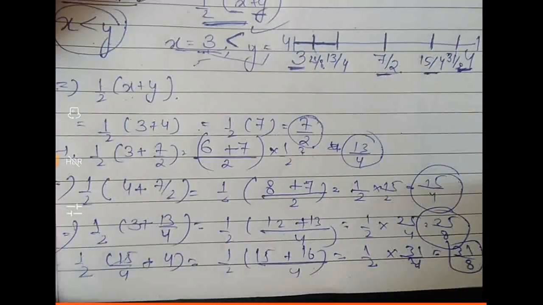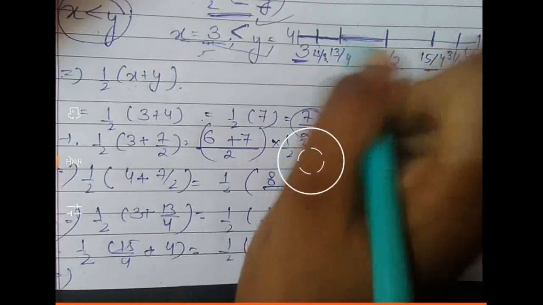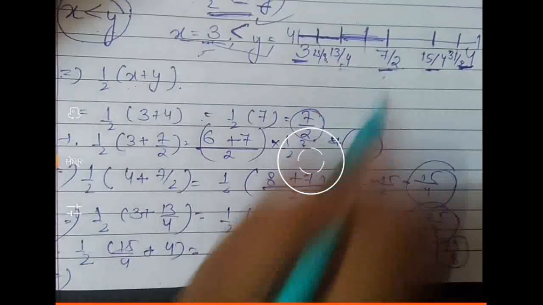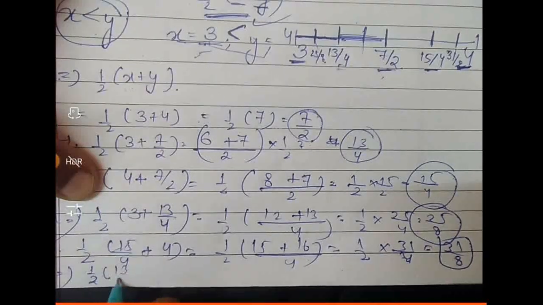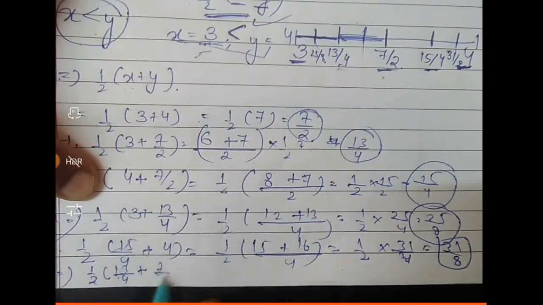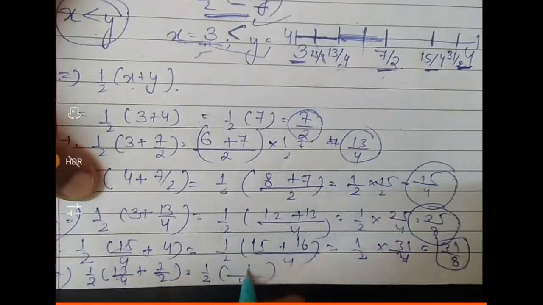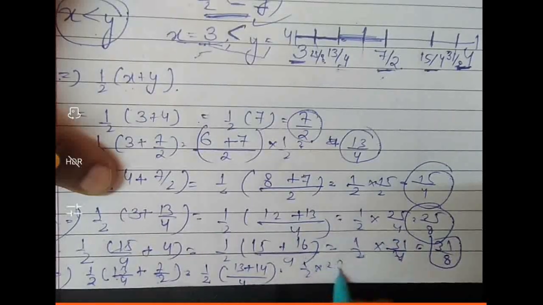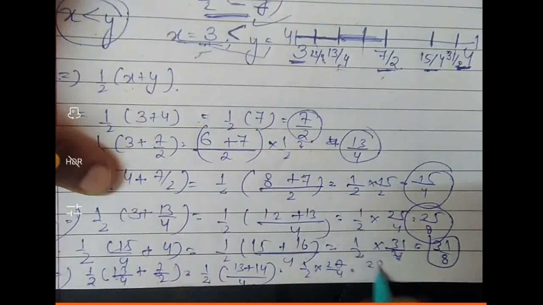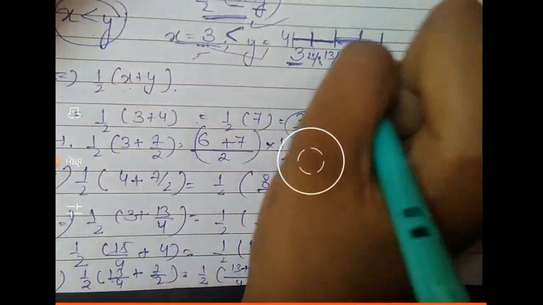Okay, and the sixth final one, where can we get that? Sixth one we can find between this and this, right? It's looking a bit empty, so we can find between this and this. It is going to be half into 13 by 4 plus 7 by 2. Half into, here 4 will be the LCM. It will be half into 27 by 4, which is 27 by 8. Alright. So I can drop here 27 by 8.